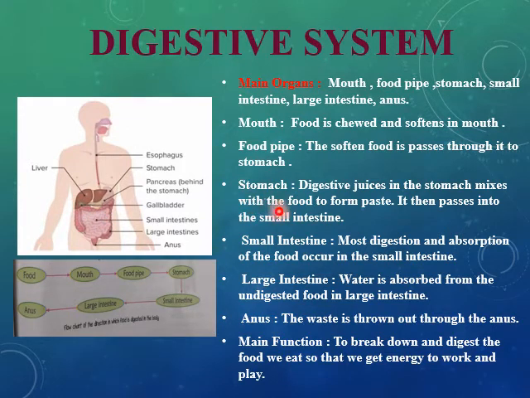So let's see the function of each organ in our digestive system. The first organ is the mouth. Food is chewed and softened in the mouth. See children, we can eat our food through the mouth.